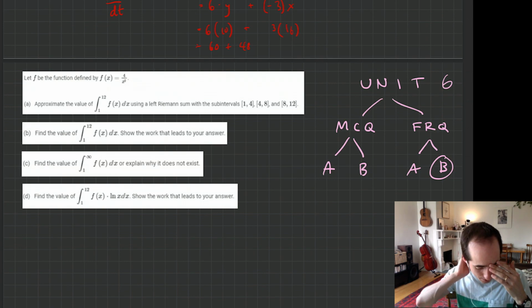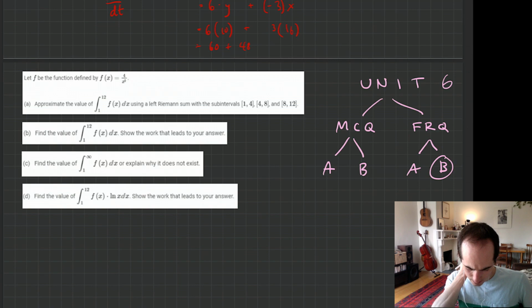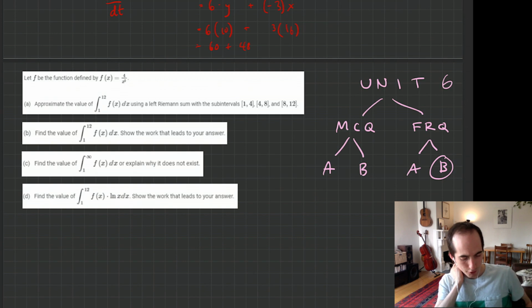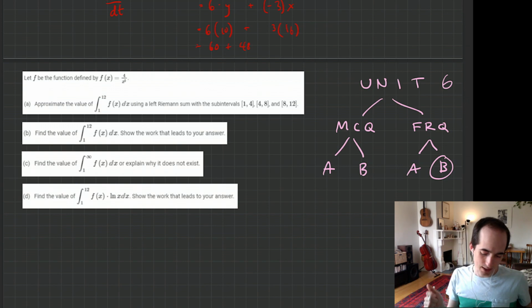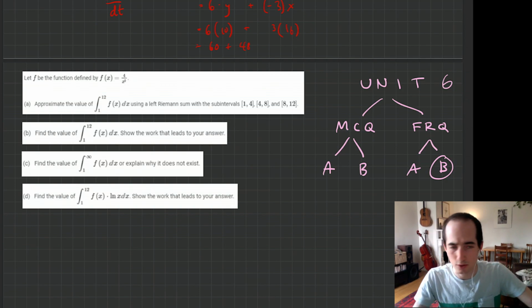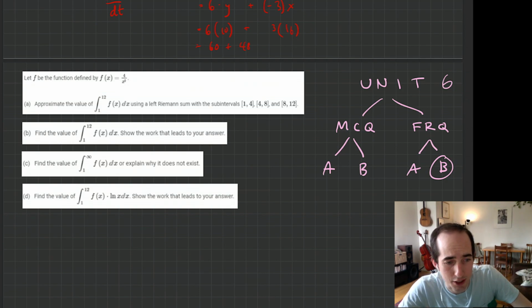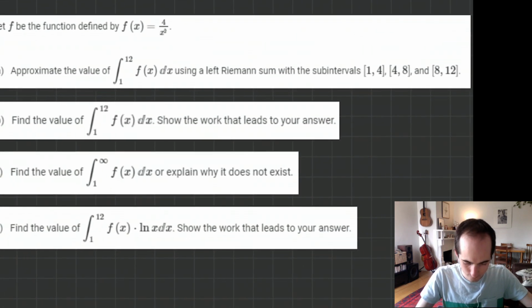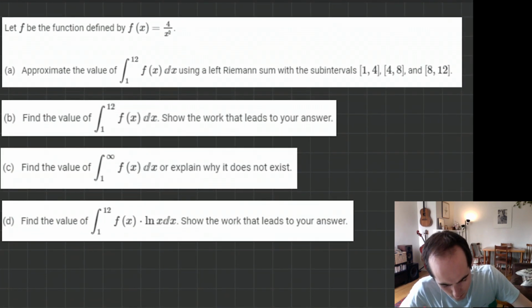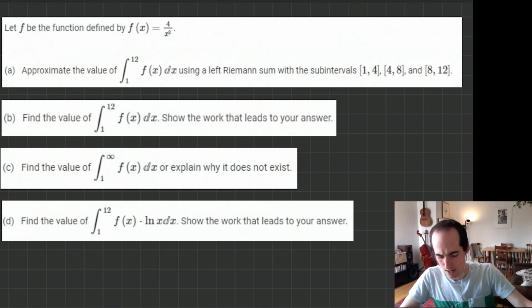I thought we could do the first couple together, and then after that I would like you, as the exit slip, to do part D on your own, and I'll give you a little hint as to where to get started with part D. As you may know, Unit 6 is just a whole whack of integration. There are a lot of different integration techniques, including, as you can tell from this first question, Riemann sums. So that's what we're going to start off with.